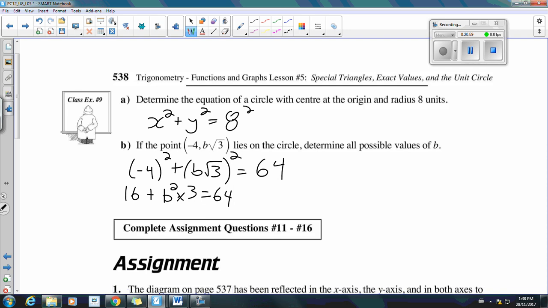Equals 16. Subtracting 16 from both sides, we have 3b squared equals 48. Dividing by 3, we have b squared equals 16. Square rooting, all possible values are plus or minus 4. So there is a point on the circle that has an x coordinate of negative 4 and a y value of 4 root 3. There's also a point on the circle that has an x coordinate of negative 4 and a y value of negative 4 root 3.